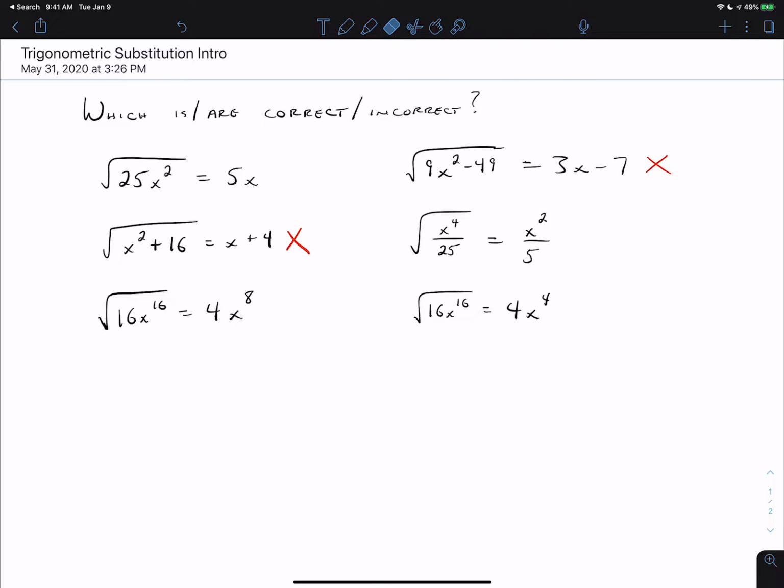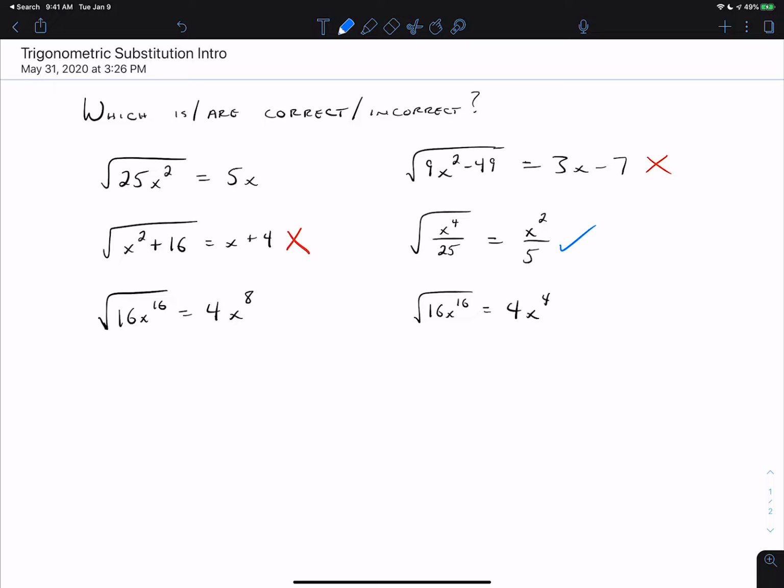You can't split addition and subtraction. Generally, you can split multiplication and division. And so when we look at the division, that one's actually correct. The square root of x to the fourth is x squared. The square root of 25 is 5, and you're able to take the square roots of those independently.